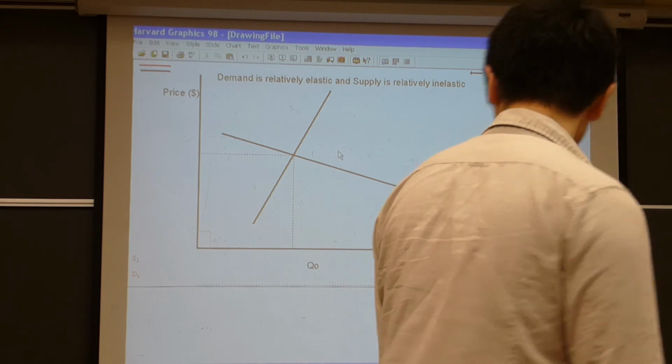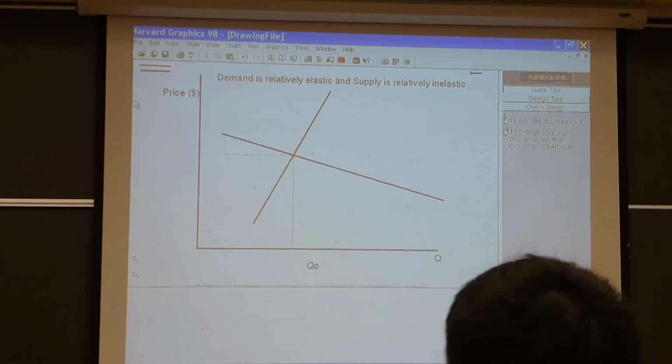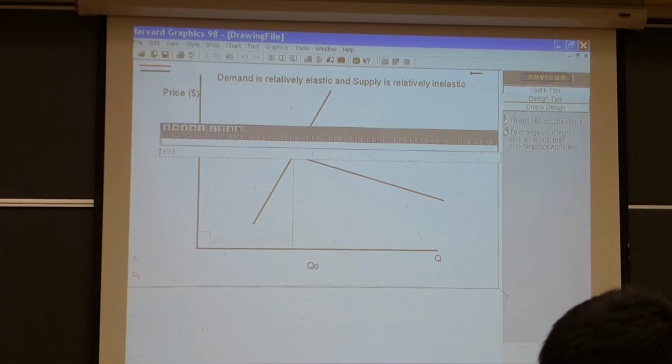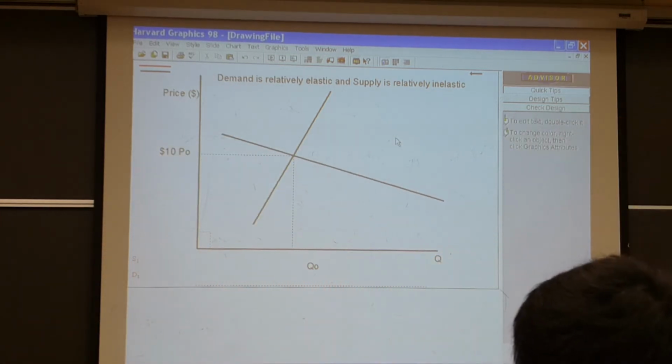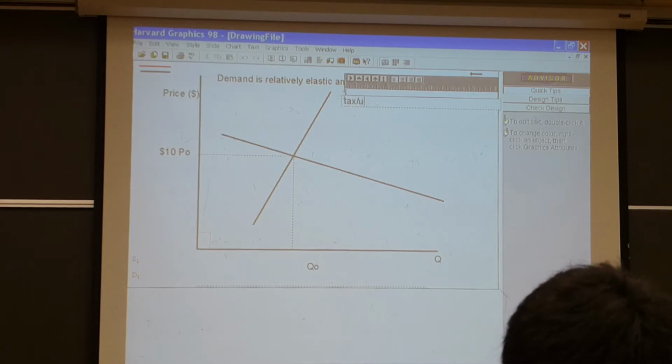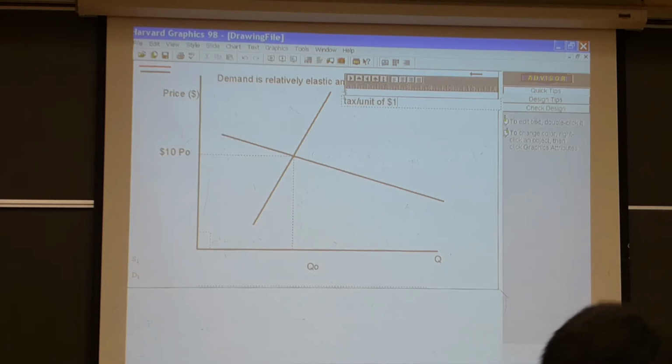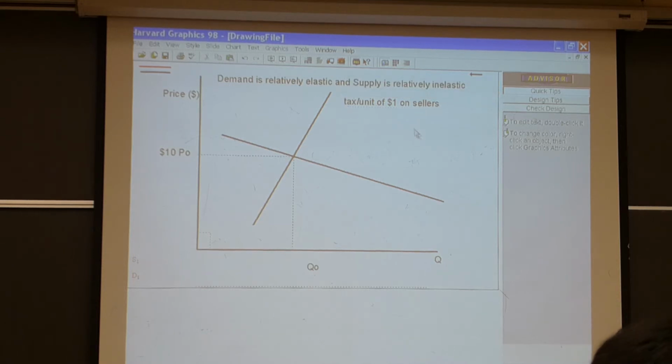Now, I'm going to call this, say, $10. This is $10, but it's also P0. When we do diagrams, you don't necessarily have to have numbers. But I'm going to say there's going to be a tax per unit of $1. Now, I should, strictly speaking, say on sellers, which means it's the shift of the supply function. But I don't really need to say that. I hope not to forget to say that. But for us, it'll always be on sellers. I don't want you shifting the demand function.